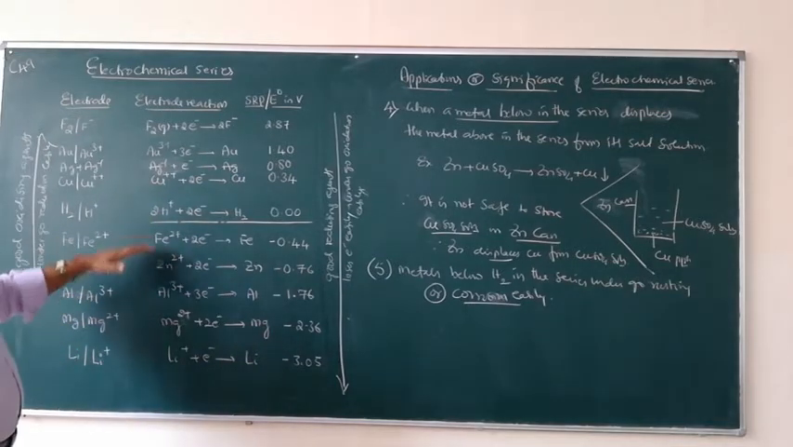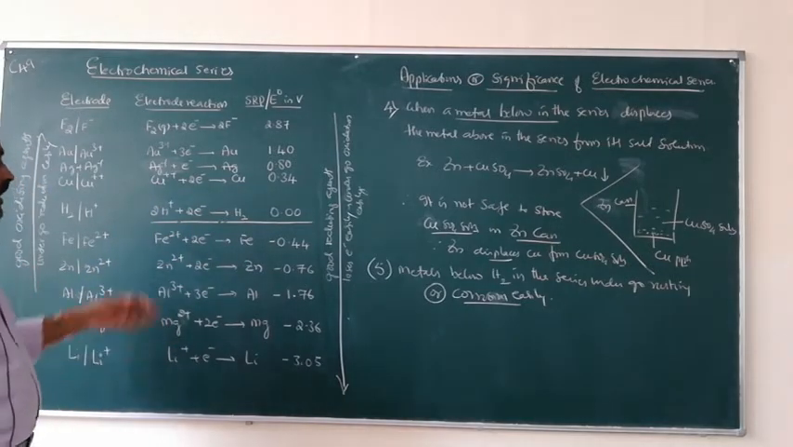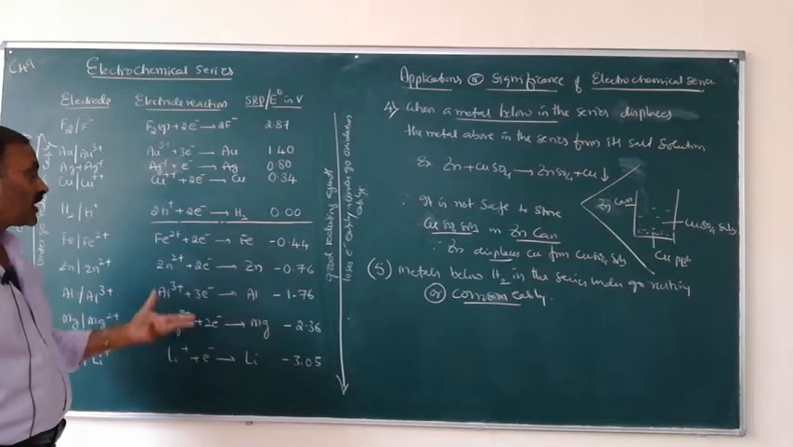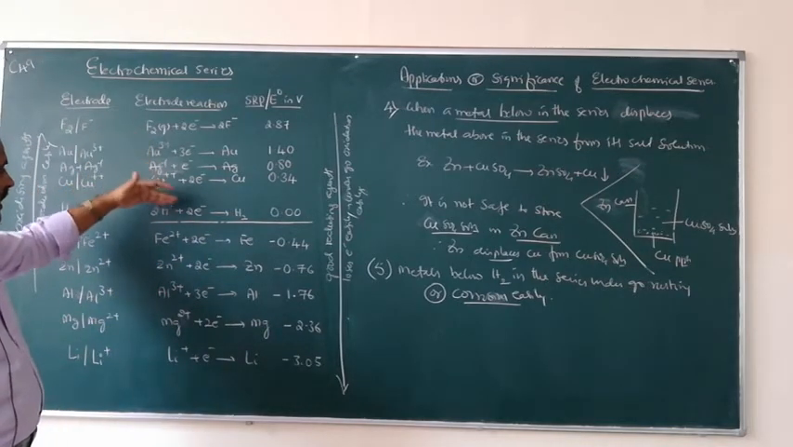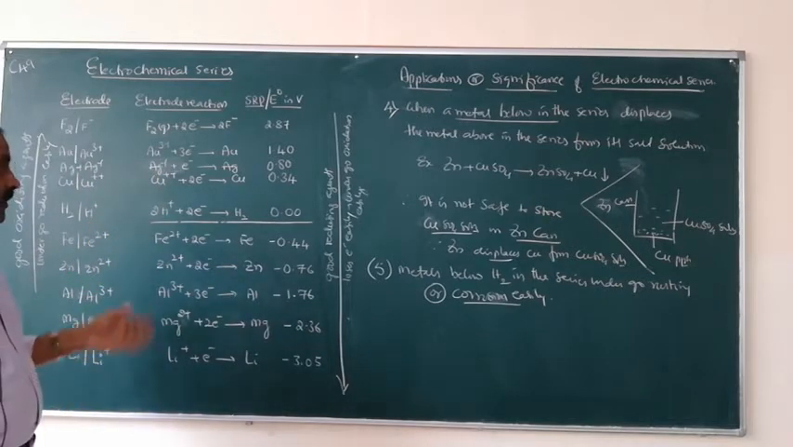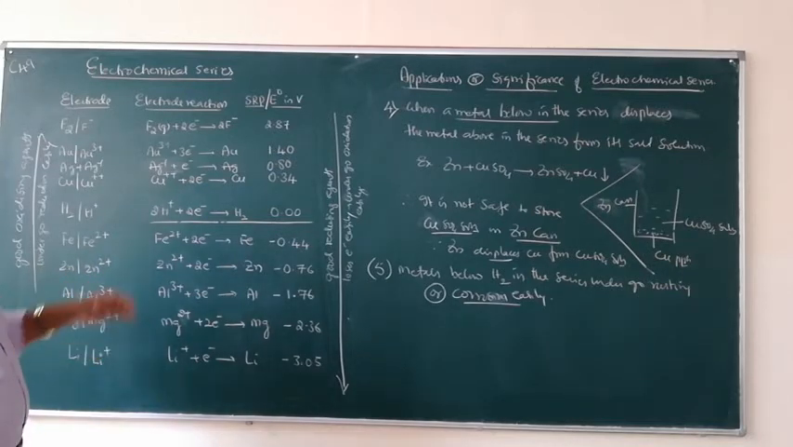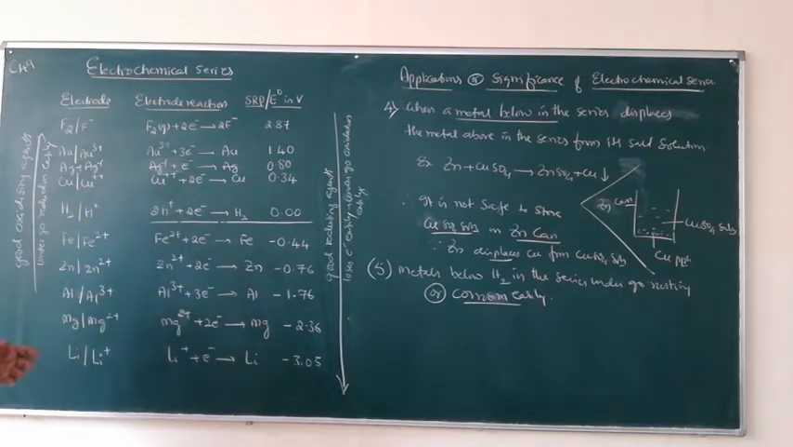Metals below hydrogen in the series, when added into dilute acids, hydrogen gas will be liberated because hydrogen ions undergo reduction. When metals above hydrogen in the series are added into dilute acids, hydrogen gas is not displaced because metal undergo reduction. And third one, using electrochemical series, we can calculate the EMF of the galvanic cell obtained by combining the 2 electrodes.